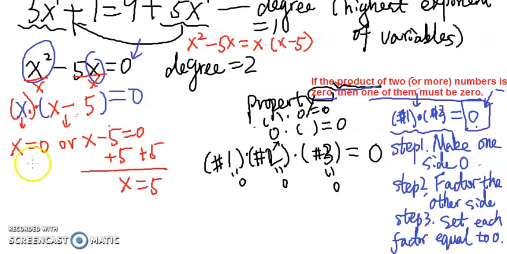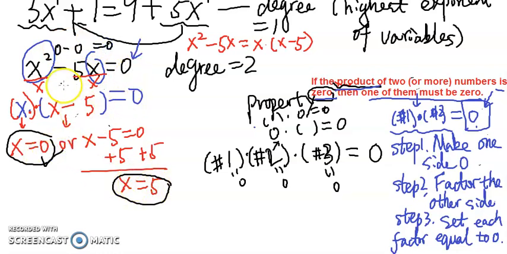So we got 2 answers. X is either equal to 0 or x is equal to 5. We can test our answer, check whether they're correct, by plugging back into the equation. So if x is 0, we got 0 squared, which is 0, minus 5 times 0, which is 0, and 0 minus 0 is equal to 0. Which means this is correct. If x is 5, we're going to get 5 squared, which gives us 25, minus 5 times 5, which is also 25. 25 minus 25 is equal to 0, so that tells us this is also correct.